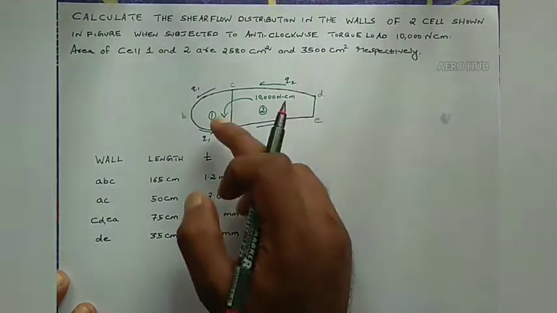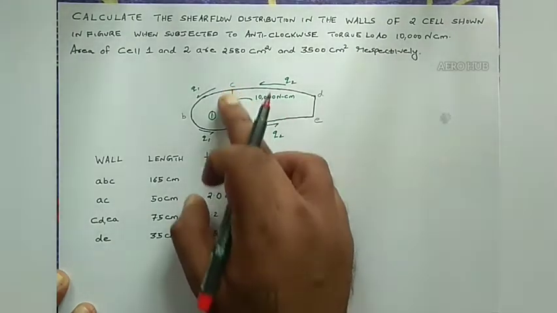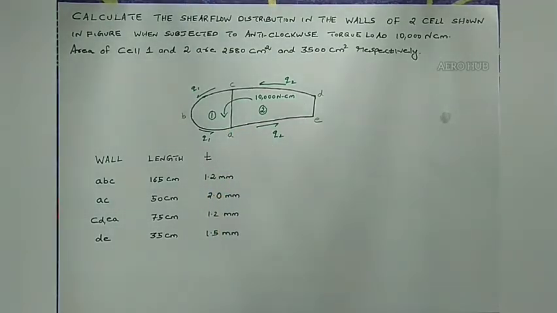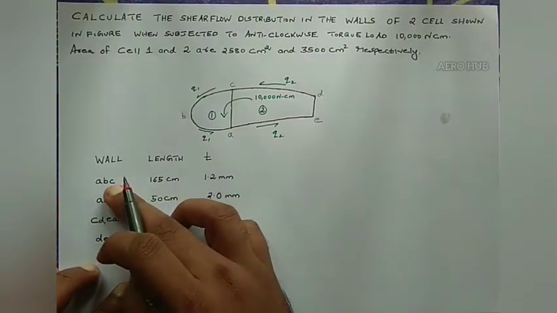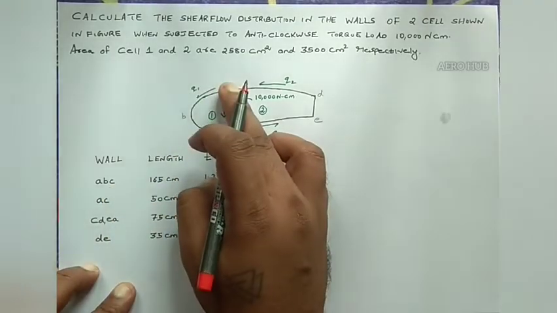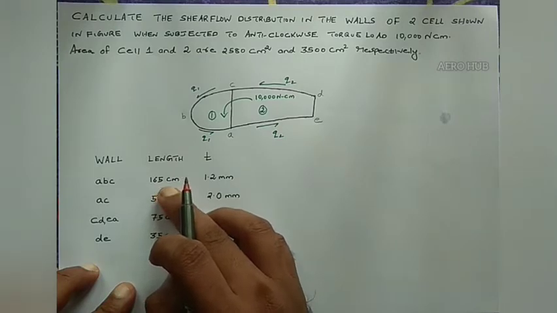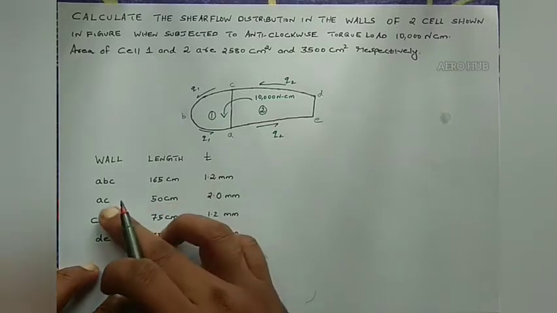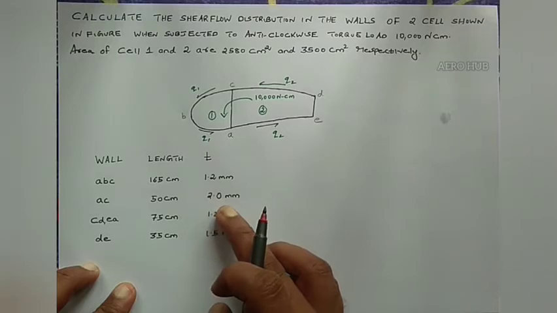We have to find the value of Q1 and Q2, and we have a common web here. The web is AC, and for AC the shear flow will be Q1 minus Q2 or Q2 minus Q1. Here in this table they have given the wall ABC, this curved web. Wall ABC has a length of 165 centimeter and a thickness of 1.2 millimeter. Similarly, the common web AC has a length of 50 centimeter and a thickness of 2 millimeter.